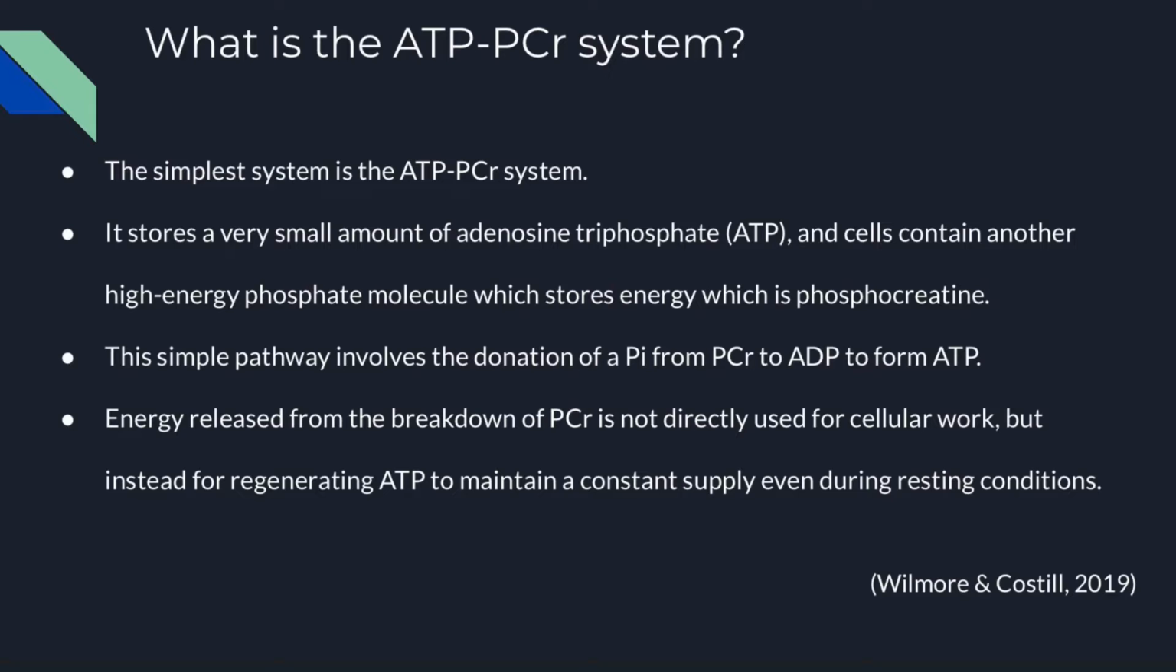The simple pathway involves a donation of a Pi from PCr to ADP to form ATP. Energy released from the breakdown of PCr is not directly used for cellular work. However, it is instead regenerating the ATP to maintain a constant supply, and this constant supply is even beneficial during resting conditions.